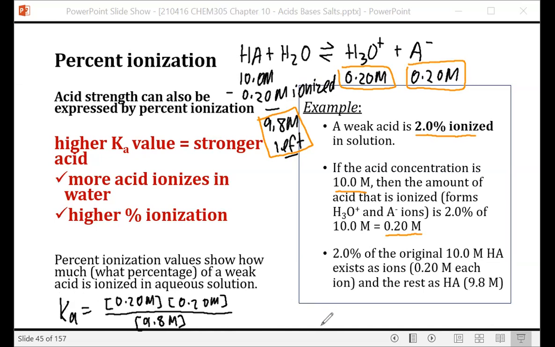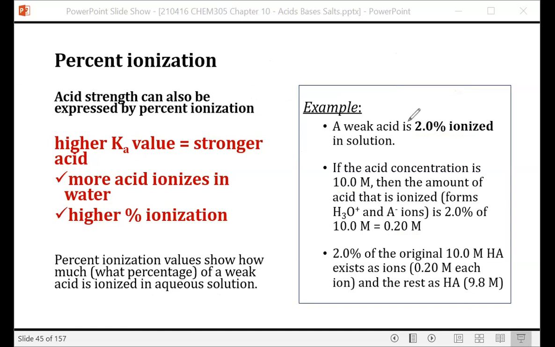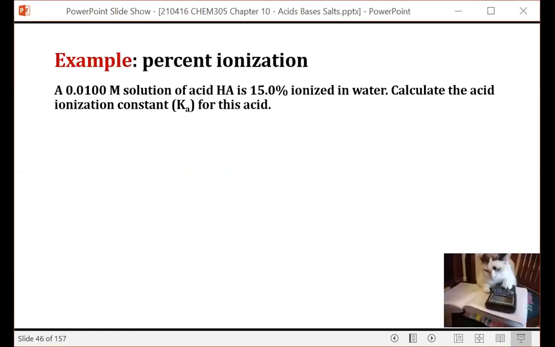So we're going to do a sample problem to calculate Ka from percent ionization to show how this all works all together. But just keep in mind that the more acid that's ionized, the higher your Ka value will be, meaning the stronger acid that you have. Okay, so here's our percent ionization example problem. So you have a 0.0100 molar solution of acid HA that's 15% ionized in water. Calculate the acid ionization constant Ka for this acid.